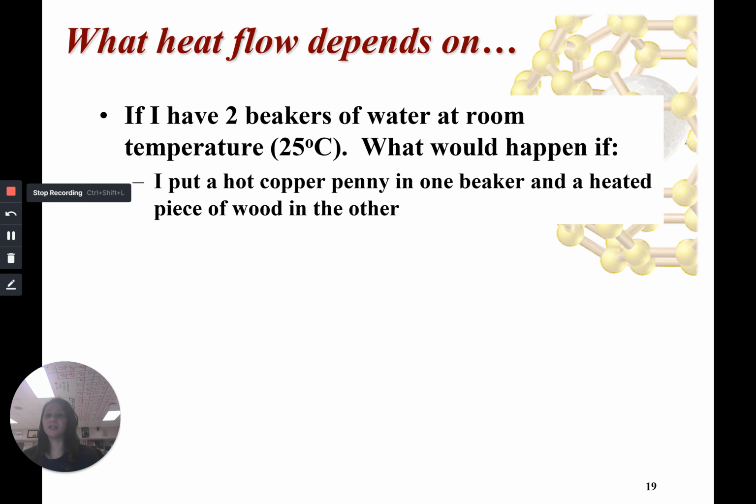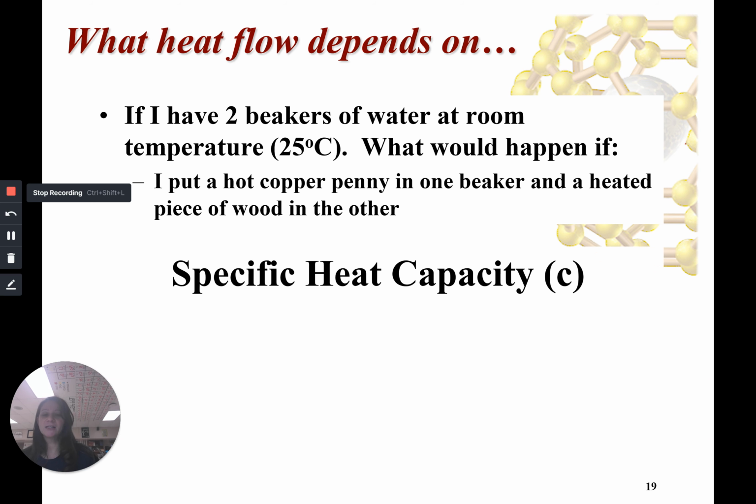Okay, finally I have my 2 beakers. Now I'm going to put a hot copper penny in one of them, and then in the other one I'm going to take a piece of wood about the size of a penny and put it in, and both were starting out pretty hot. Which one would transfer more heat? Well, if you think about it, it's probably the copper penny. And that's because of something called specific heat capacity. And the symbol for that is C.